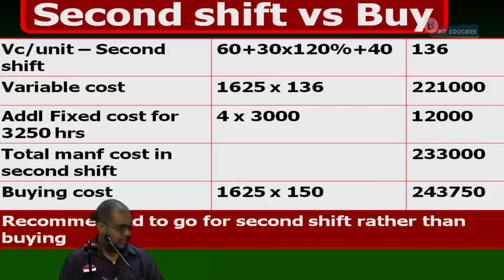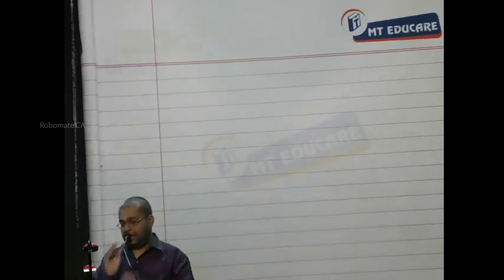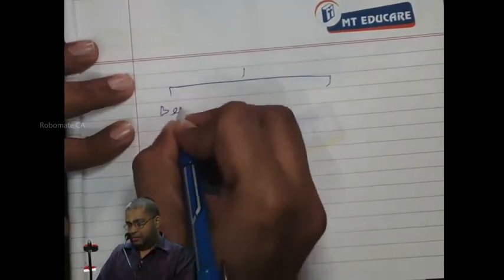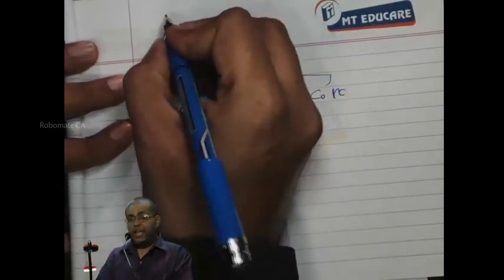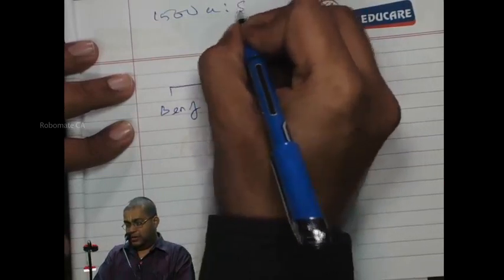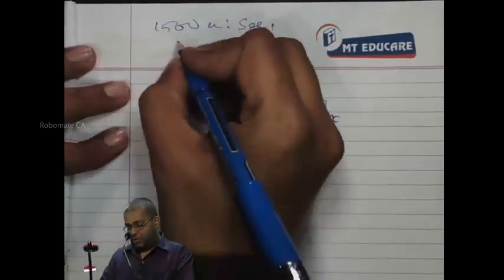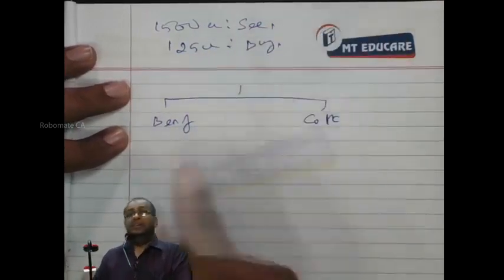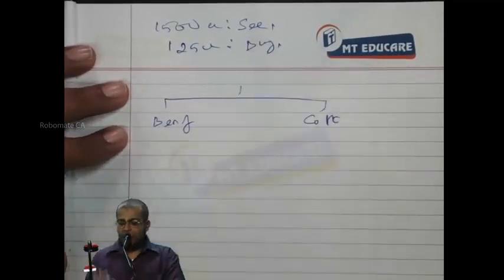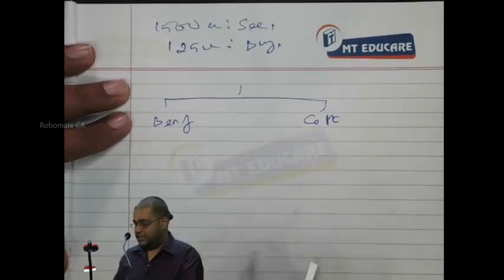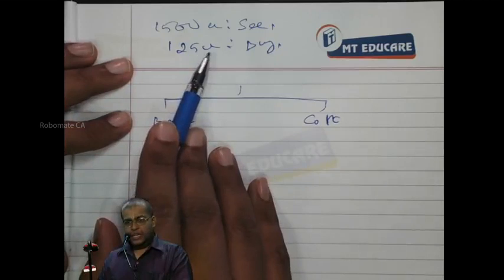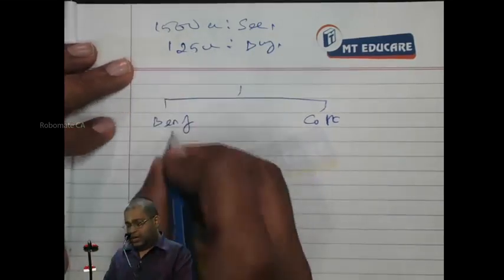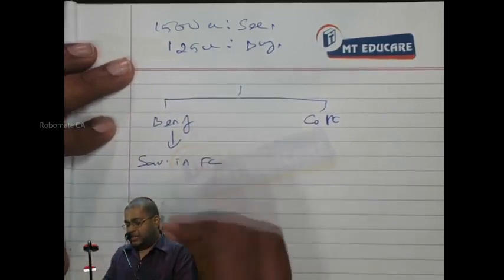Can I proceed? See, I have a benefit and a cost. What is my plan here? 1,500 units in the second shift. Balance, how many units? 125 units. I am going to buy. This is an option compared to using the second shift for the entire 1,625. If I buy the 125 units instead of the second shift, the advantage is that for these 125 units, 250 hours, I need not work. Due to this, what is the benefit? Savings in fixed cost. How much? 3,000 rupees.